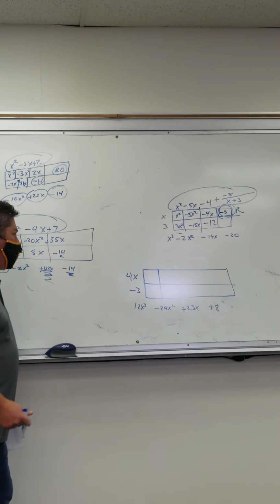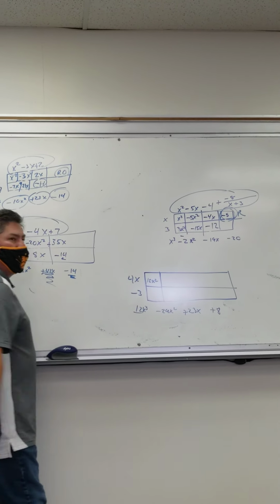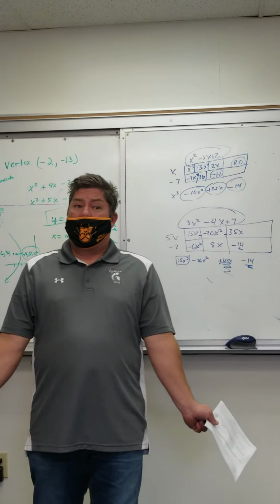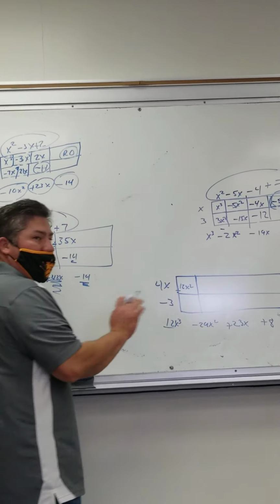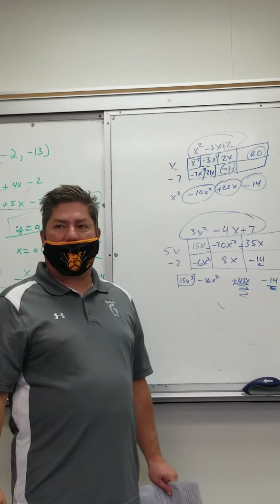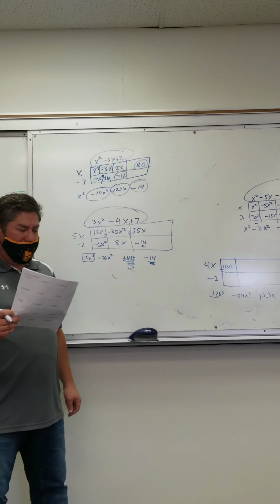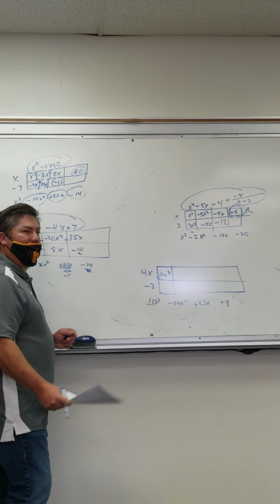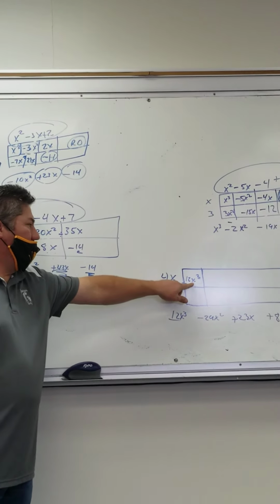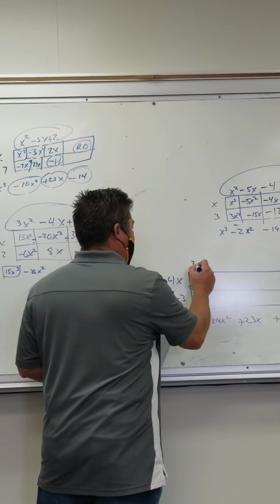12x cubed. Yep, it's the very first term here. Always goes here. Okay? Now I've got to divide. Remember, I'm dividing this top row every time. So 12x squared divided by 4x is, oh wait, this is cubed. My bad, I didn't write it right. 12x cubed divided by 4x is 3x squared.